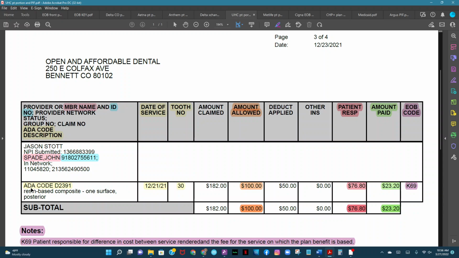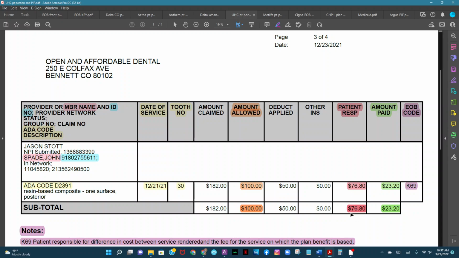And then we have the date of service right here, 12/21 of 21, and the ADA code of the service that was completed is over here underneath with the ADA code description, as you can see there. Kind of weird how they have it laid out over here, but just know that it's always doctor information first, patient, and then down here are the services that were rendered. Go over here to the right, amount paid is what insurance has paid us, the $23.20.